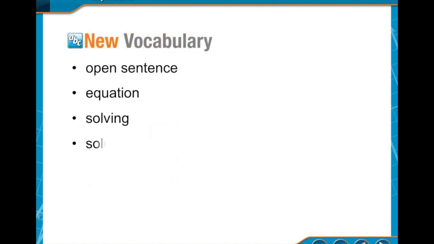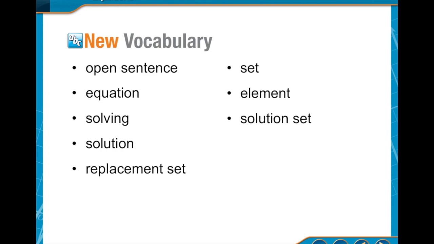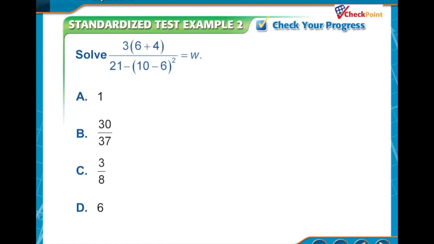So with the same vocabulary we talked about last time, we're going to utilize this information to help understand more complicated equations that might have more than one unknown variable. So we're going to start with a standardized test example. We'll call this one example 2 for today.